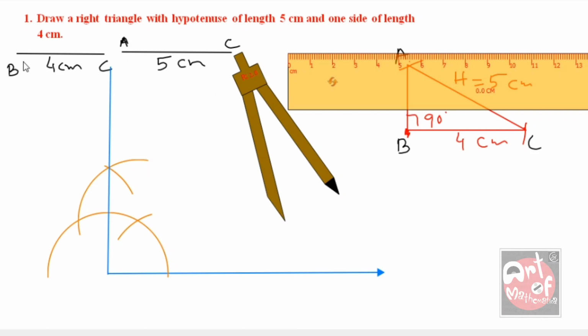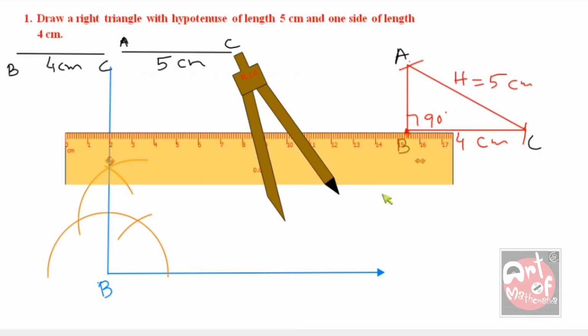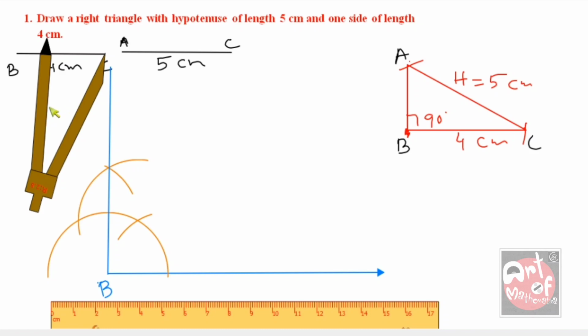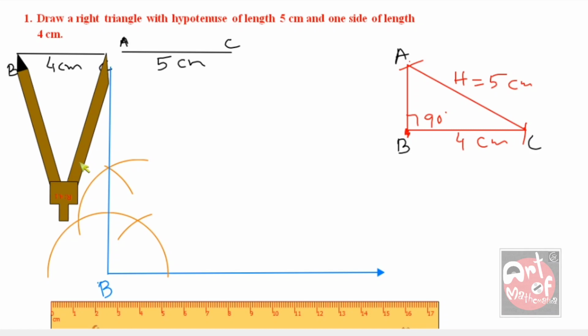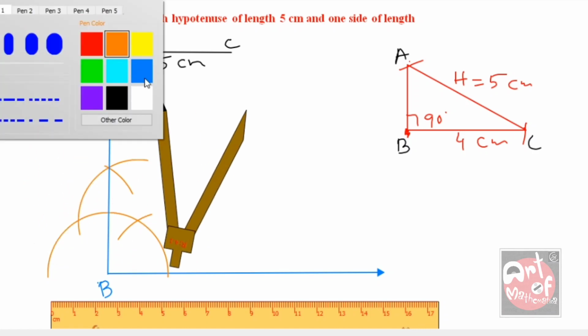Now what to do? I have to cut 4, and now B is the 90-degree angle. So I am going to write B here. Now at this point, on this ray, I have to cut 4 centimeter. Here you can see the rough work I have done, 4 centimeter. So what to do? For that 4 centimeter, I have to take the measure. Here it is 4 centimeter. You can see it is okay now. Can you see that? Yeah, exactly taken. Now change the color and cut it.